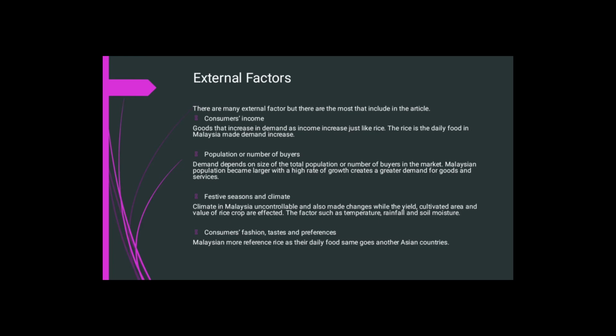Festive season and climates. Climates in Malaysia are uncontrollable and may change, while the yield, cultivated area and value of the rice crop are affected by factors such as temperature, rainfall and soil moisture. The last one is consumers' fashion, taste and preference. Malaysians prefer rice as their daily food, same as other Asian countries.